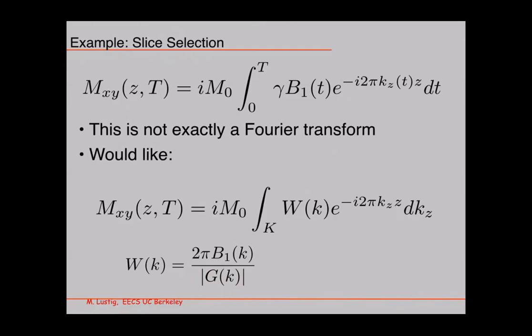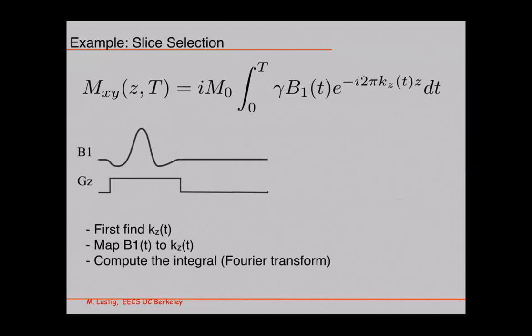So now this is a Fourier transform. And it's a Fourier transform of W of K. So the question is, how do we compute what is MXY if we know B1? And we know g, right? We know that mxy equal to all that, right? But how do we go and compute it? We know what b1 is, we know what g is. Well, first of all, we need to find what is the value of b1 as a function of k. And then we also need to figure out what is the gradient as a function of k, then we can calculate it as w of k. And once we know what is w of k, then we can compute a Fourier transform and then get the result for this. And let me show you now how it works.